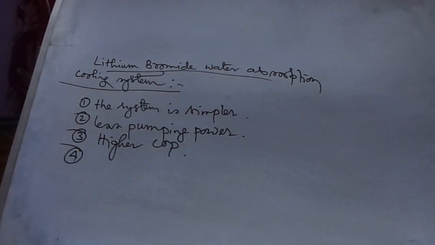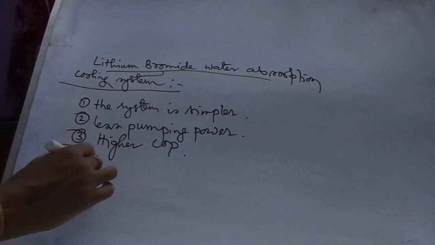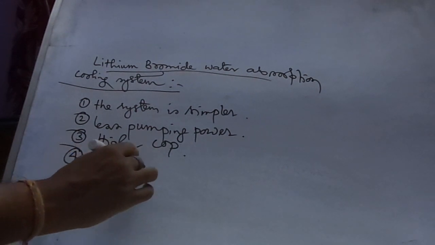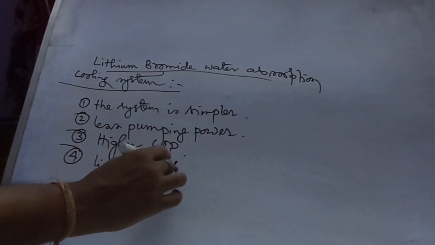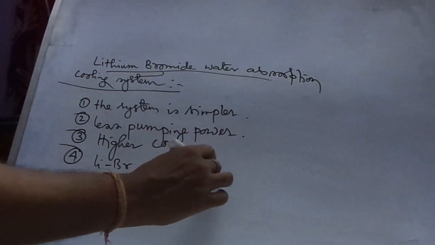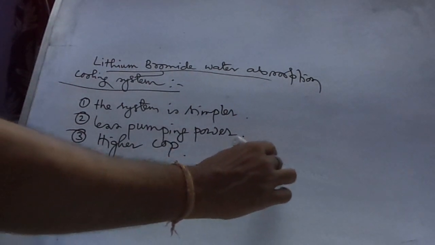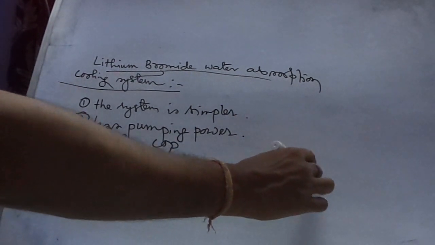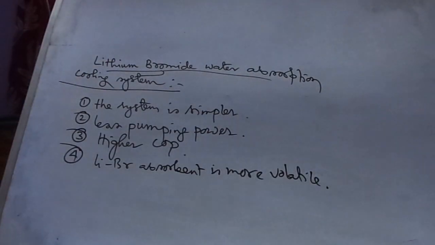Fourth one is that the lithium bromide absorbent is non-volatile, whereas the other absorbent is more volatile.